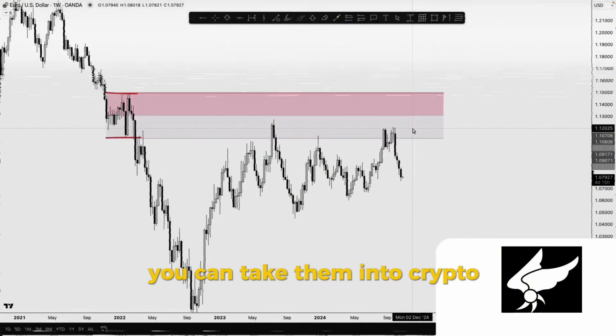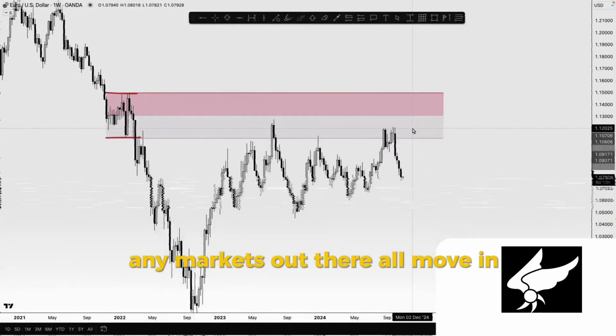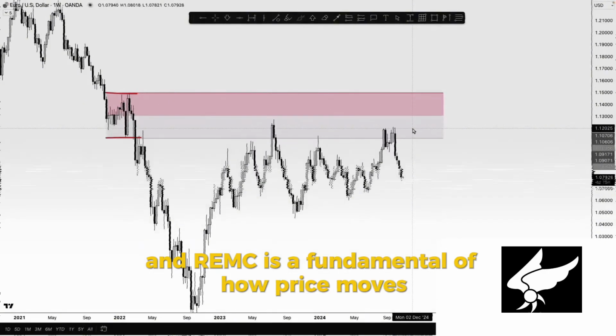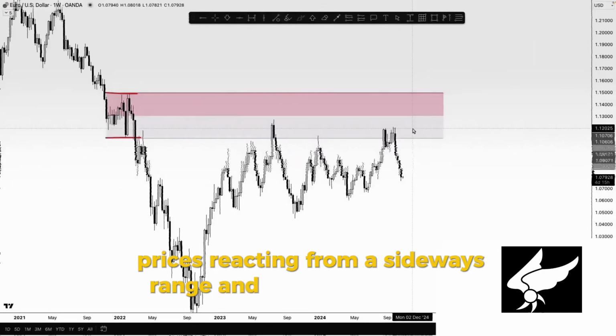You can take them into crypto, you can take them into stocks, you can take them into other Forex markets. Any markets out there all move in the same fundamental ways, and RAMC is a fundamental of how price moves. We can literally see it on the chart right now. Price is reacting from a sideways range and we're moving away.